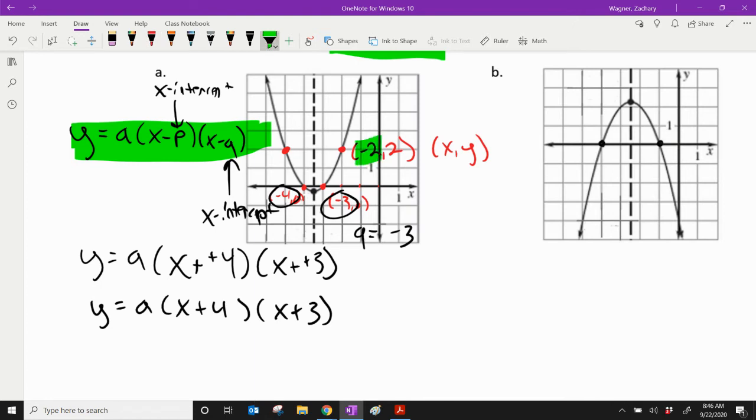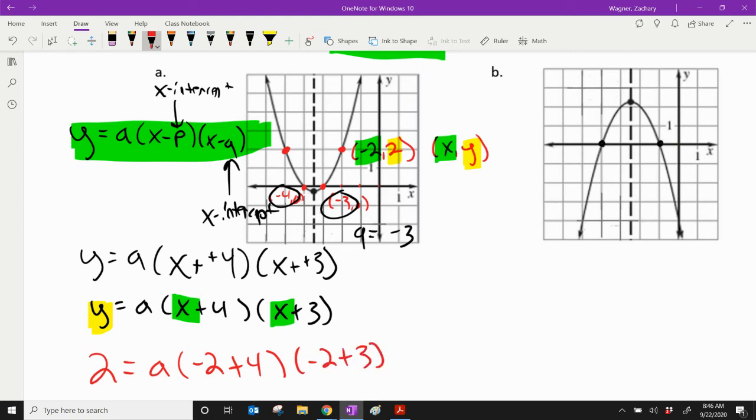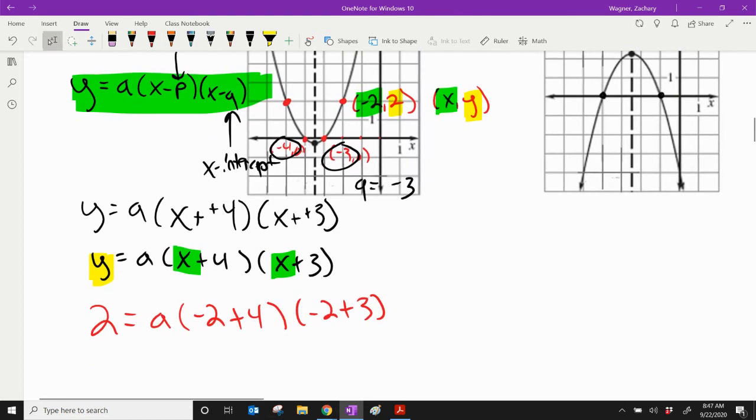So every time I see a negative 2, I'm going to plug in for x. And every time I see a y, I'm going to plug in positive 2. So that becomes positive 2, because that's my y value of the random point I'm choosing, equals a times negative 2, because I chose negative 2 for my x value, negative 2 plus 4 times negative 2 plus 3. The x value is used twice because it's intercept form. And we're not squaring anything in intercept form, but we have 2 separate x values.